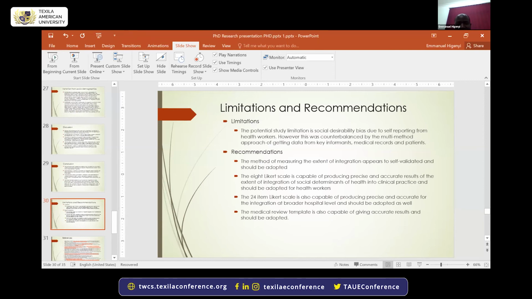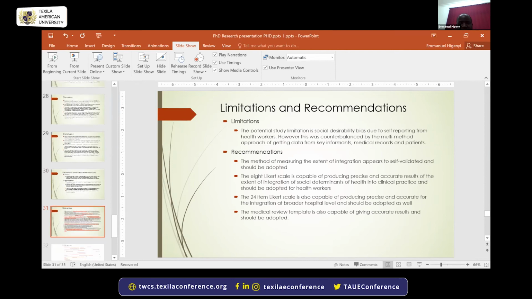Based on that, we recommend that the method of measuring the extent of integration be adopted, using the 8 Likert scale items, which were found to be very reliable, coupled with the 24 Likert scale items for the key informant guide, and also supported by the medical review template, and validated or counter-validated using the focus group discussions by patients.